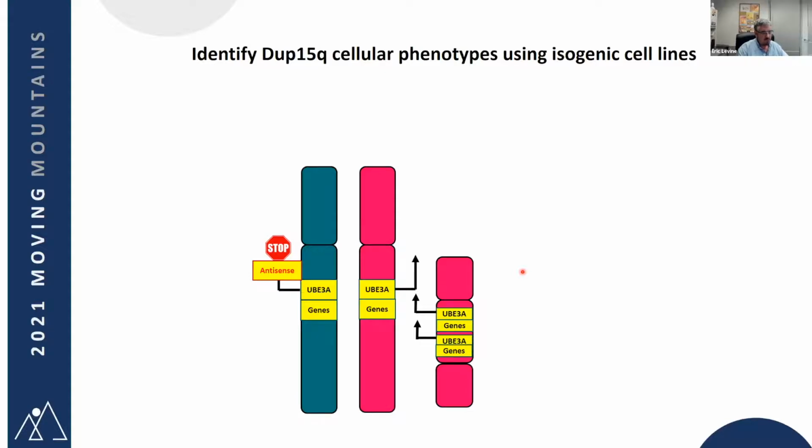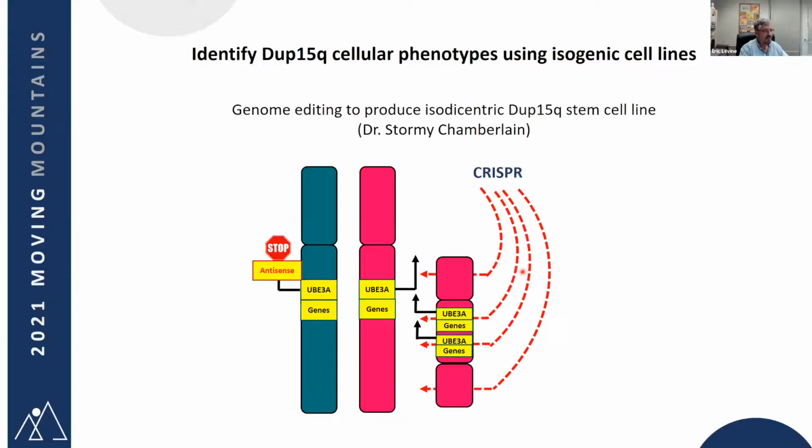But in order to look at more subtle phenotypes, and especially if we want to start to perturb individual genes and look at how they contribute to it, we really want to eliminate any genetic variability between the different subjects that we're comparing. We really want to look at cell lines that are genetically identical, except for the genes that we're interested in. And so that's where we're going to use these isogenic cell lines. And Stormy also gave a great introduction to that last night to explain how this is done.